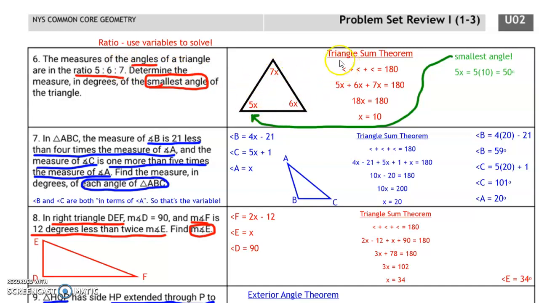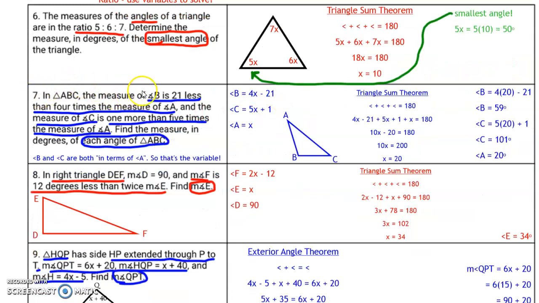I set up the triangle sum theorem, which is all angles equal to 180, and then I solve for x. Once I find the value of x, it did ask us for the smallest angle. In this case, 5x is going to be the smallest angle, because 7 is a bigger number than 5, right? And 6 is a bigger number. Stick with me here. So anyway, it's the smallest angle, which means that 5 times 10 is equal to 50.